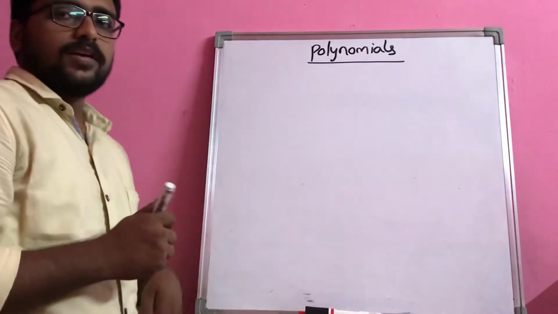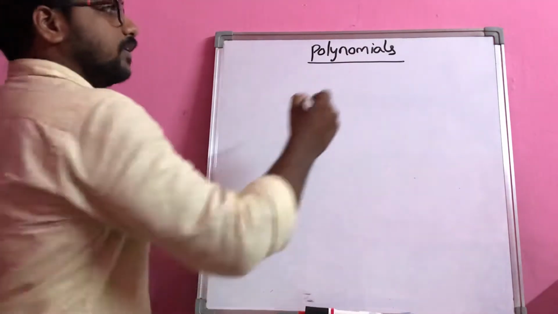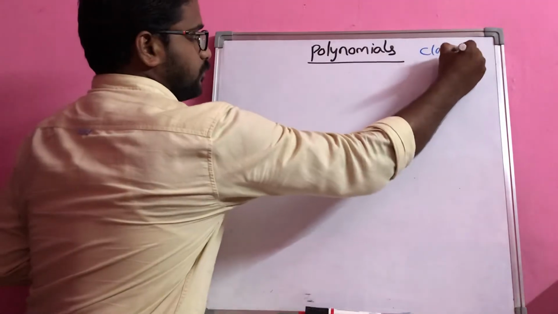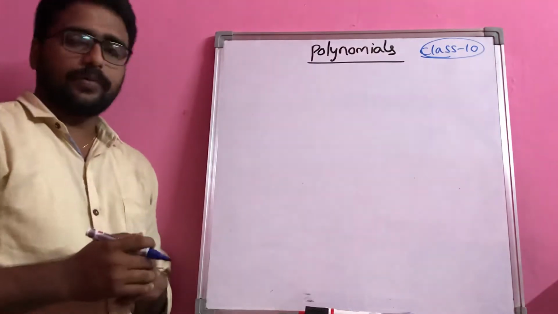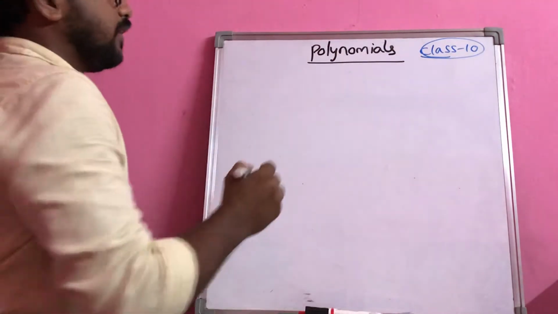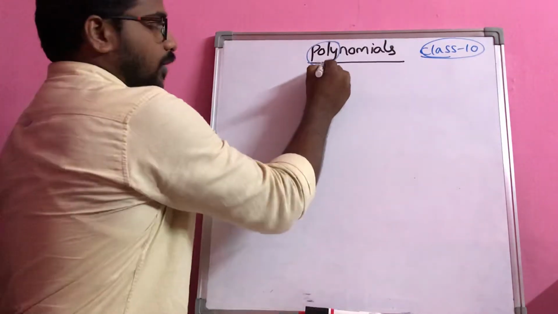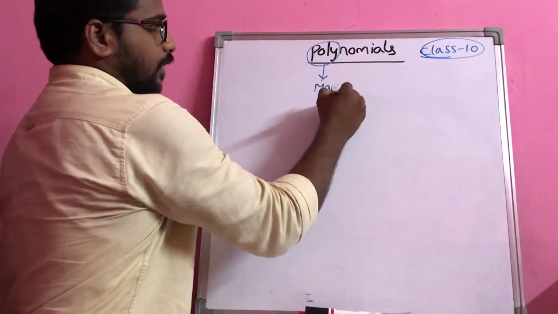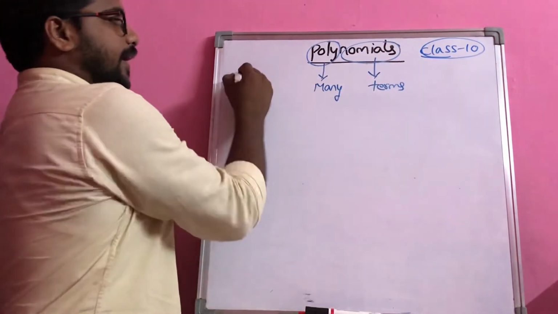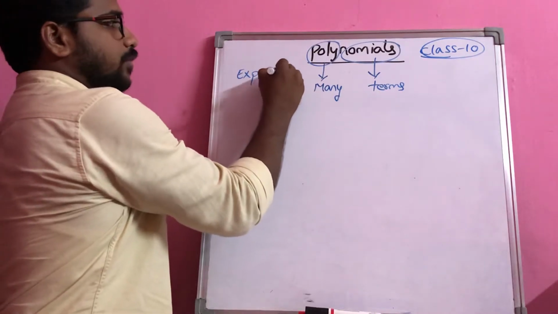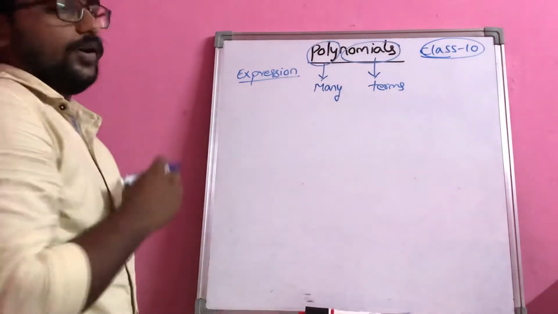Welcome back, viewers. Today in this class we are going to discuss the chapter polynomials from class 10. So let us try to cover from the basics and then we will go into the topic discussion. You can just observe here the word polynomials, we already learned in our previous class. Poly means many and nomials means terms. So any expression that has two or more terms is called a polynomial.